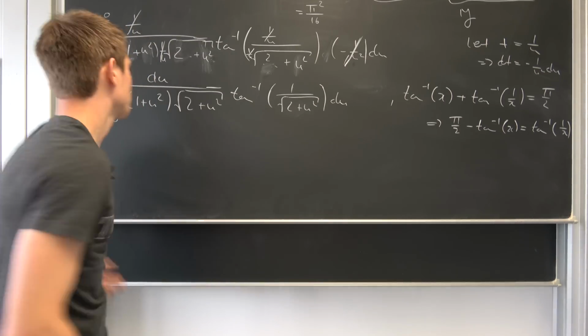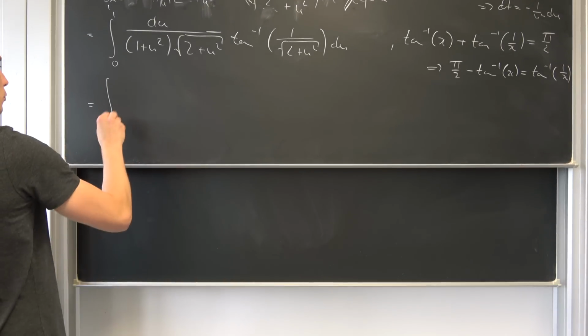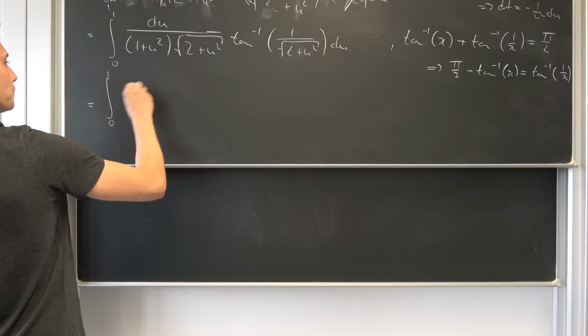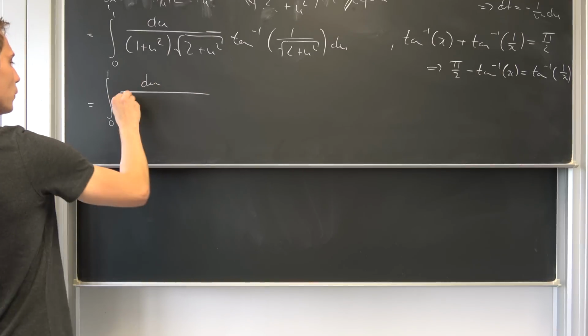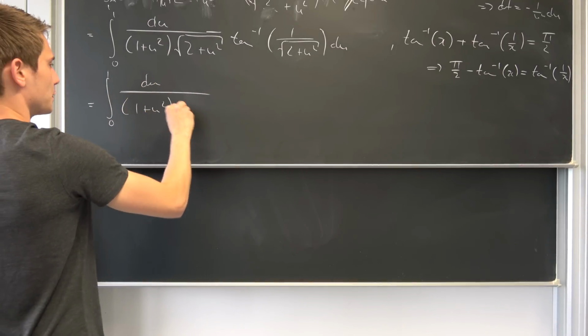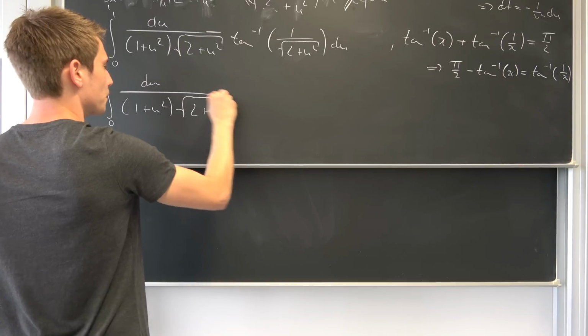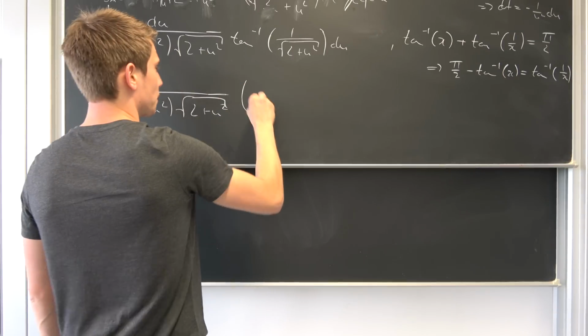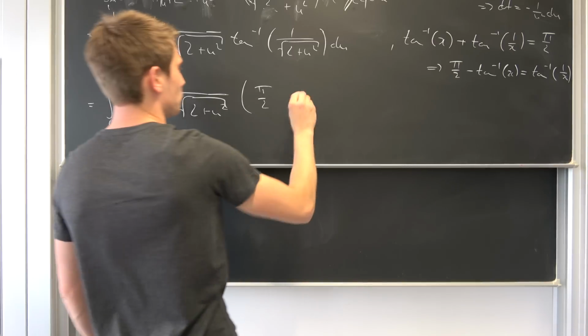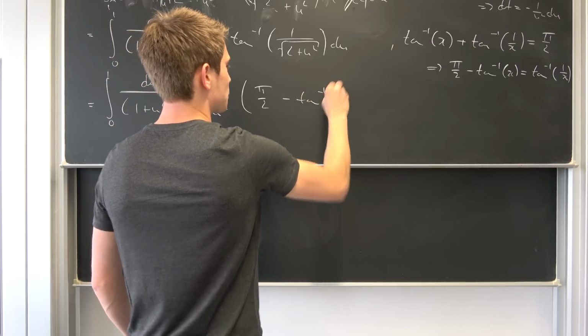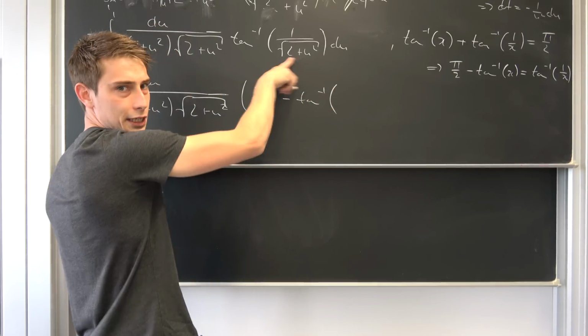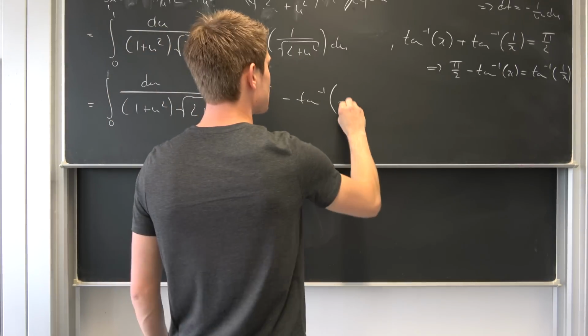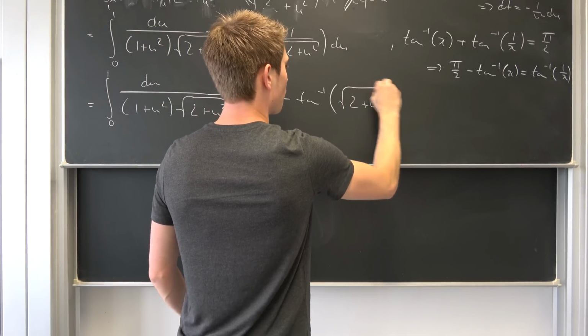So at first, we are going to end up with an integral from 0 to 1. And now we have du over 1 plus u squared times the square root of 2 plus u squared. And now we have this chunk: pi over 2 minus the inverse tangent of, and now taking this argument, taking the reciprocal, you could say, the square root of 2 plus u squared.